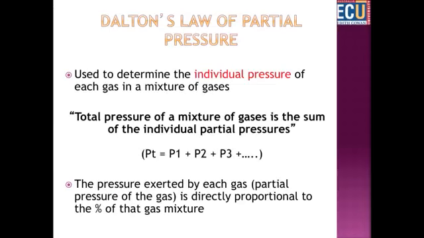Okay, so let's talk about Dalton's law of partial pressure. This is a fairly easy concept to understand, so just listen up. It's used to determine the individual pressure of each gas in a mixture of gases. I.e. the total pressure of a mixture of gases is the sum of the individual partial pressures. So the total pressure is equal to the individual pressure of 1, the individual pressure of 2, the individual pressure of 3 of those gases, or whatever it is. So it's everything combined.